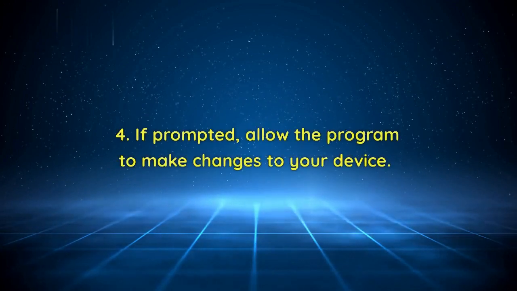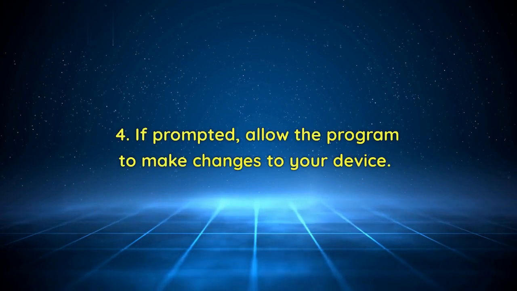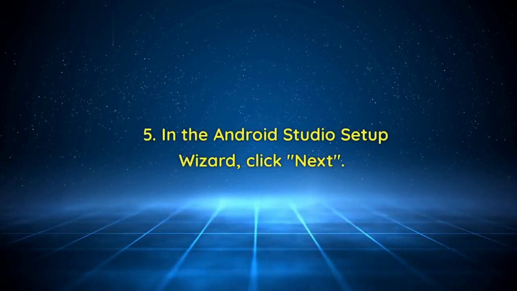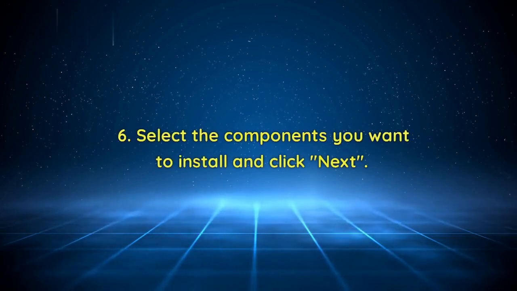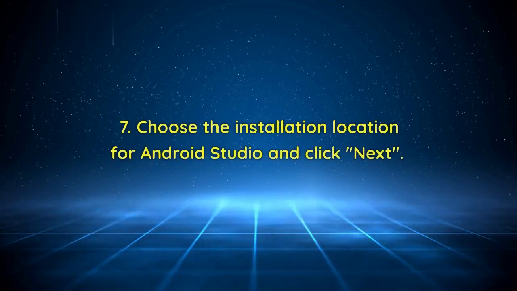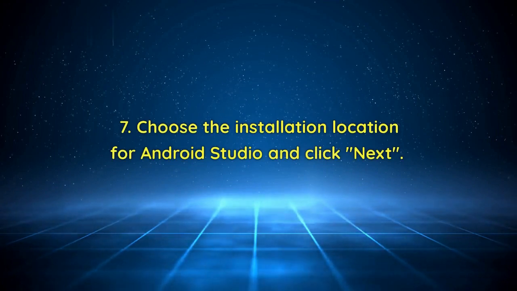4. If prompted, allow the program to make changes to your device. 5. In the Android Studio Setup Wizard, click Next. 6. Select the components you want to install and click Next. 7. Choose the installation location for Android Studio and click Next.